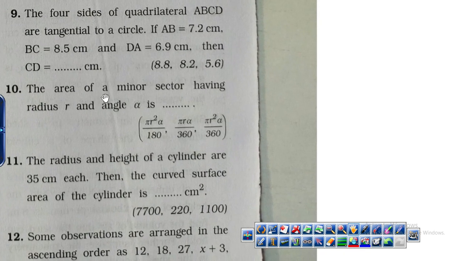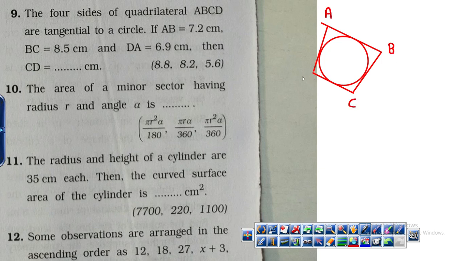The four sides of quadrilateral ABCD are tangential to a circle. A quadrilateral touching the circle, something like this. It is called A, B, C, D. When you find this figure, a formula should come into mind: AB plus CD, the total of the two opposite sides, is equal to AD plus BC, the two opposite sides.